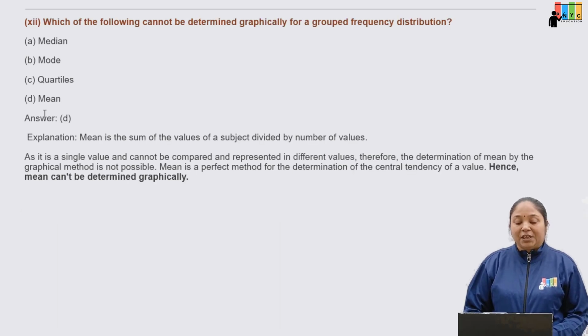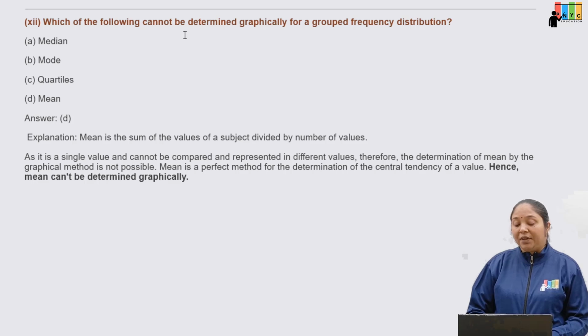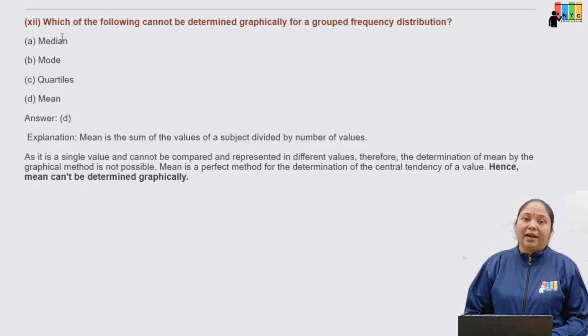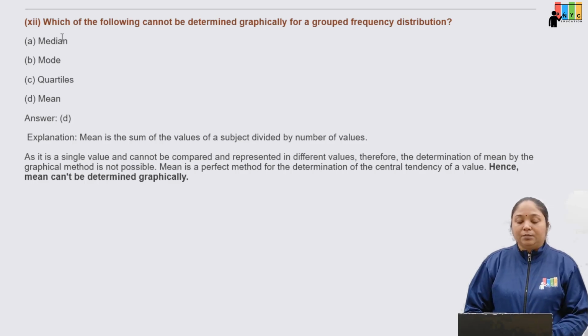Now 12th question. Which of the following cannot be determined graphically for grouped frequency distribution? Now for grouped frequency distribution, that means you will be having a set of data. In a set of data, what can we present graphically now? Graphically you can present median. That means arranging the data in either ascending or descending order and finding the middle term, that is median.